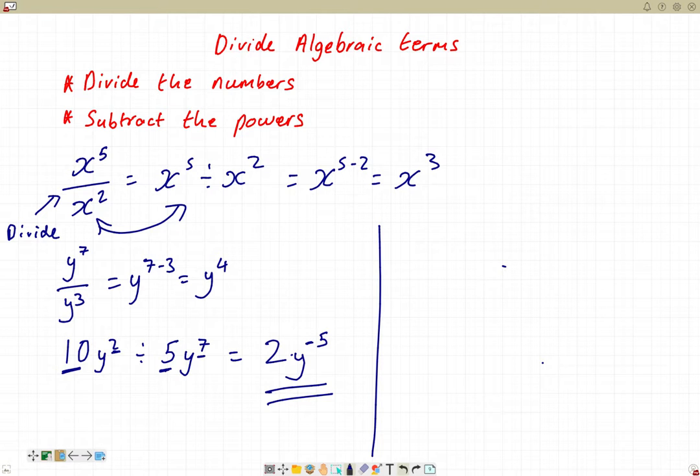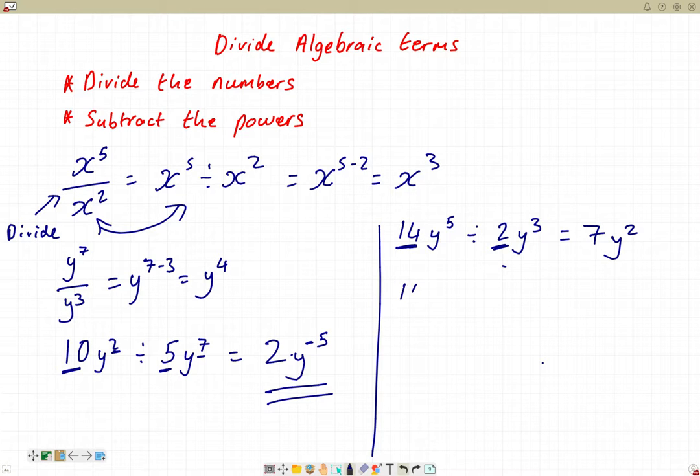So let's say I had 14y to the power of 5 divided by 2y cubed. So divide the numbers. 14 divided by 2 gives me 7. Subtract the powers. 5 take away 3 gives me 2. Okay, let's try another one.